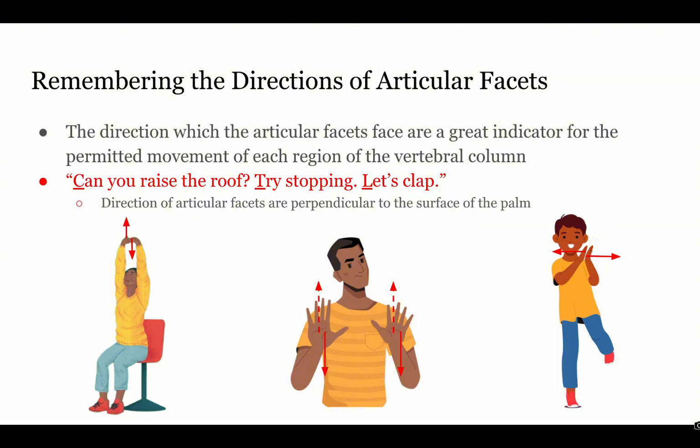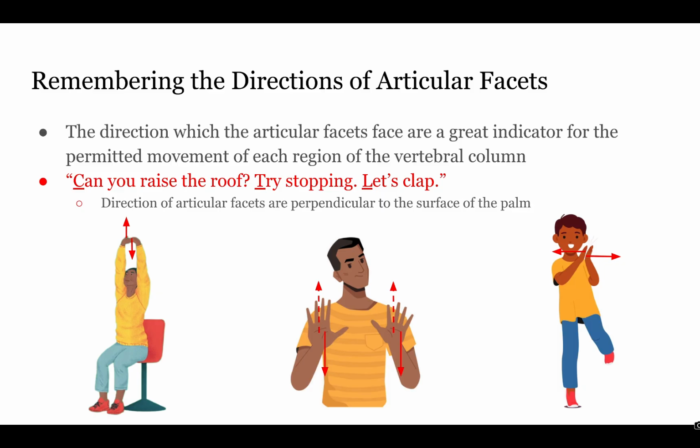So in the first sentence, "Can you raise the roof?" in the bottom left image, we can see that the palms are facing the ceiling. We can deduce that the articular facets of the cervical vertebrae face superiorly and inferiorly based off the direction of the palms. For the thoracic region of the vertebral column, we can perform the universal hand gesture for stopping. In this case, the palms face forwards, so we know that the articular facets of the thoracic region of the vertebral column face anteriorly and posteriorly.